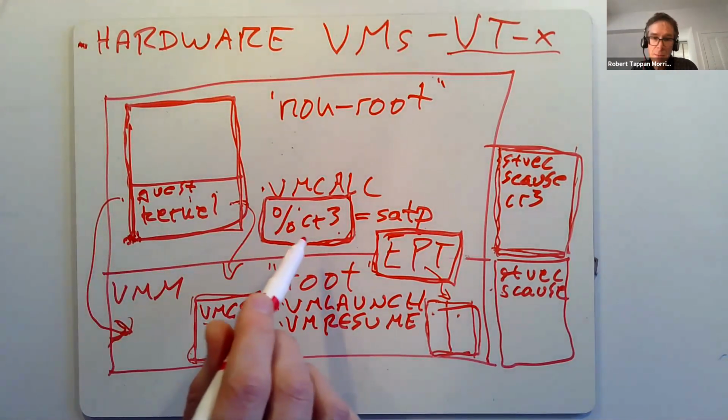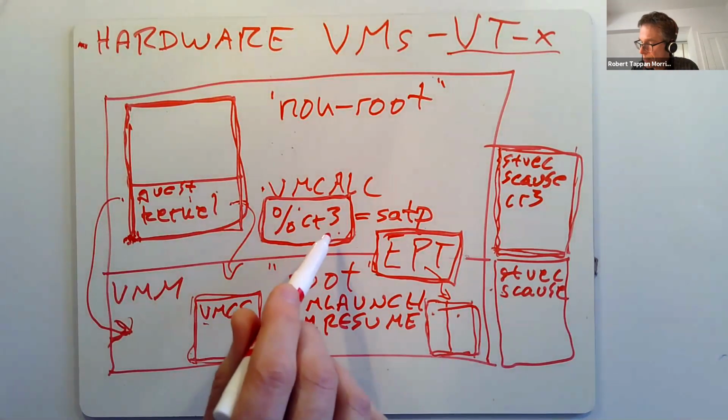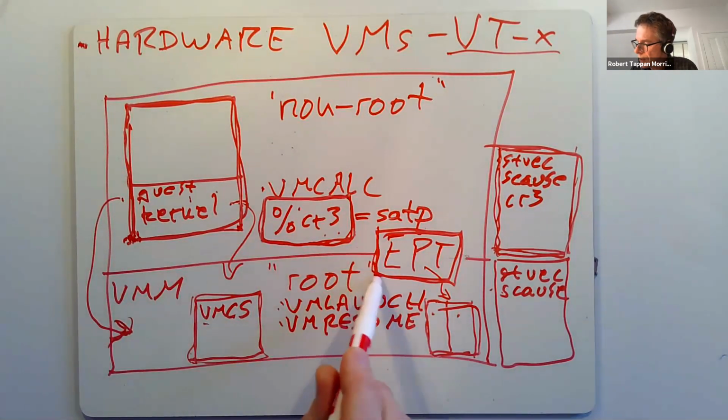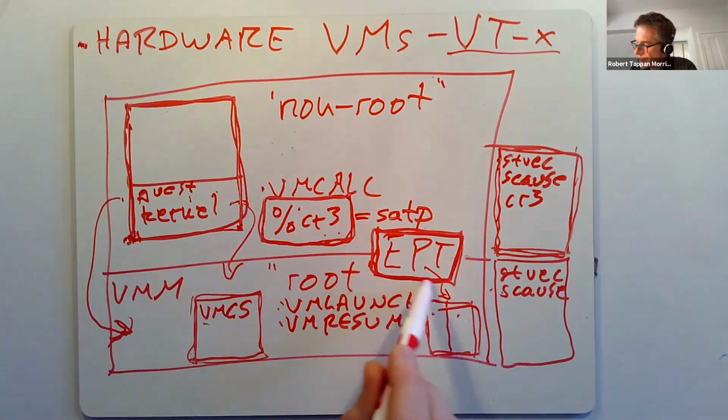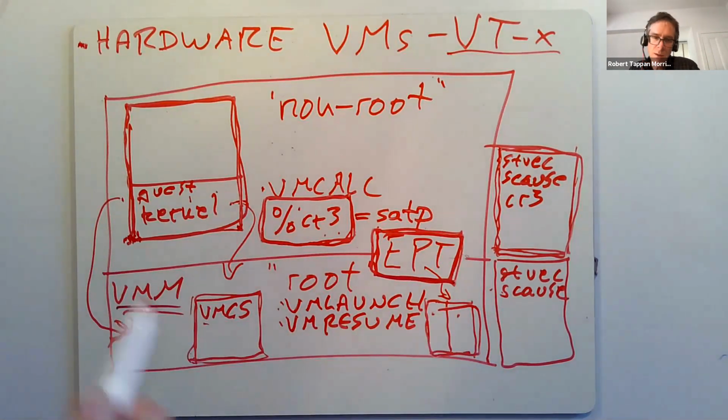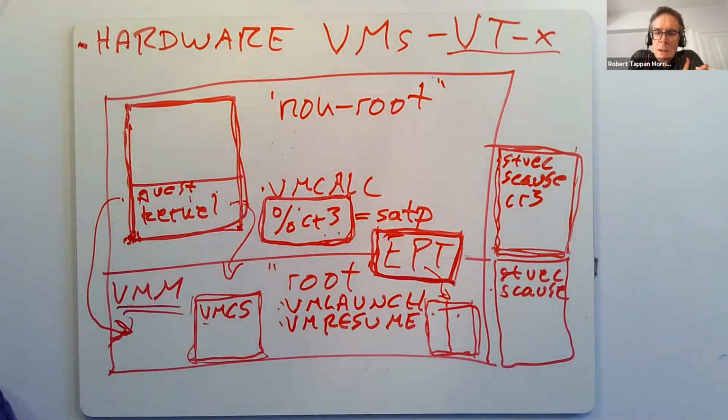The guest can set up any page table it likes and can do it quite efficiently because it can directly execute the instructions, but it's still constrained by the EPT, which the VMM configures to be able to only use physical pages that the VMM wants to let it use. Any questions about the EPT?